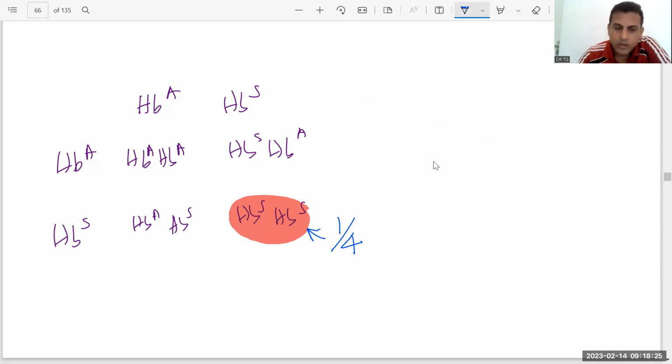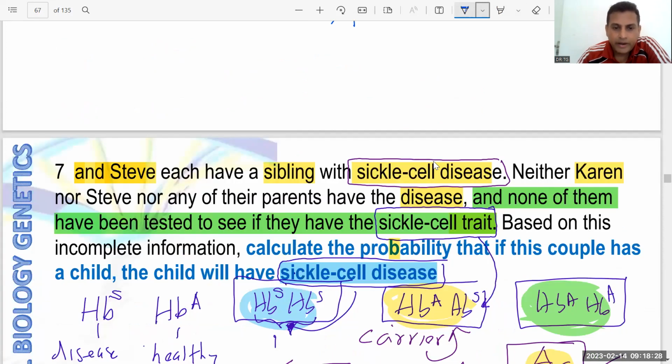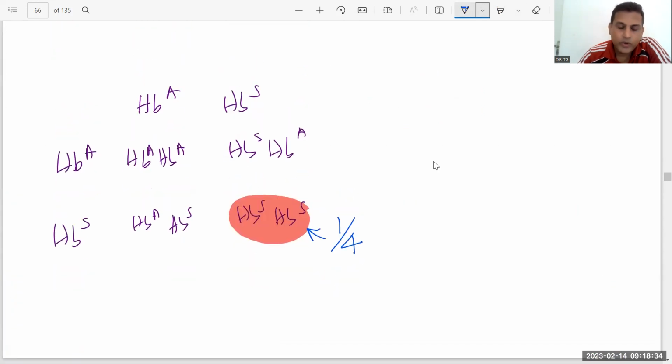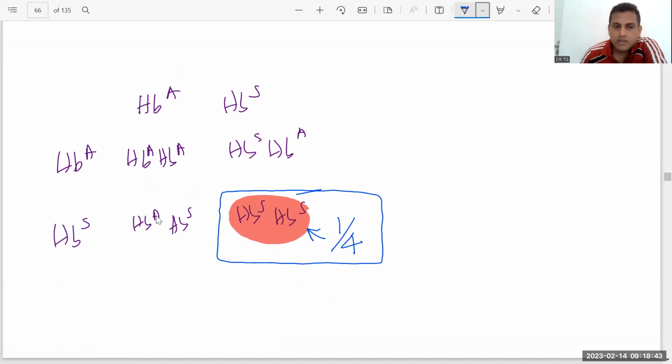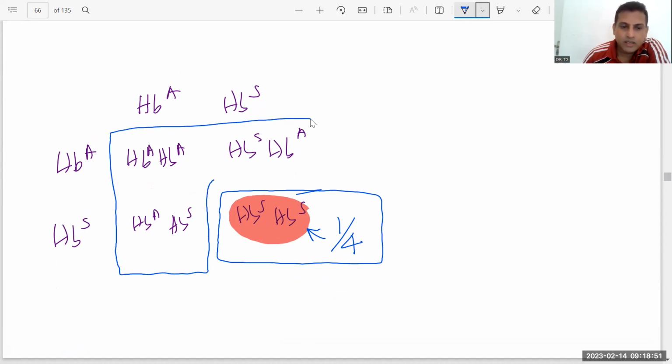Now, according to this question, what we can understand is they have a sibling with sickle cell disease. So when they have a sibling with sickle cell disease, this condition has already arisen. So then we have to consider the rest of the situation, these three, because we have to exclude this one because it is already there. One has sickle cell disease in the family, so he already showed this one.